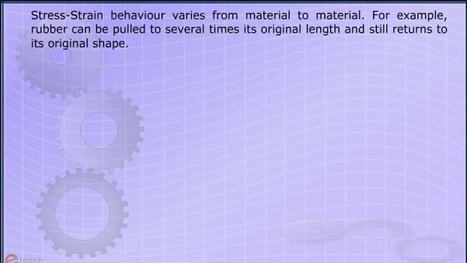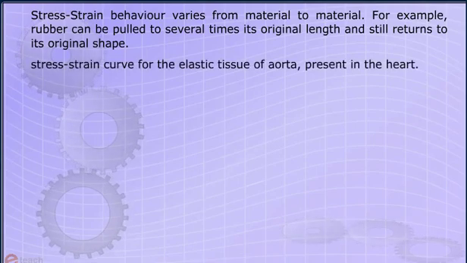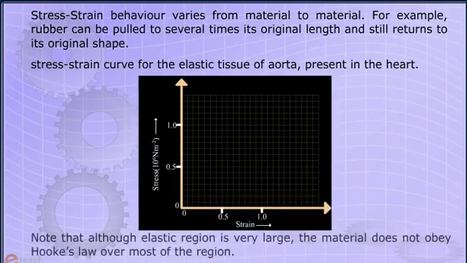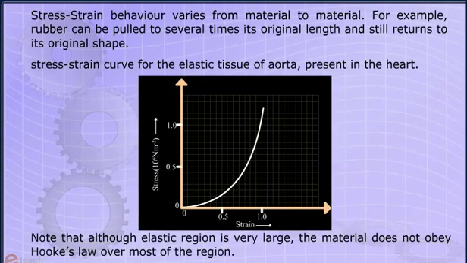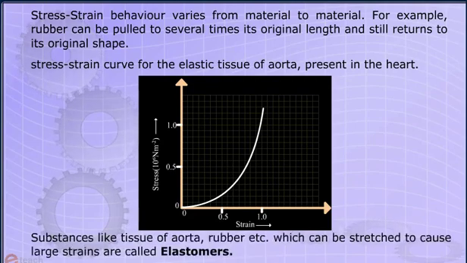Stress-strain behavior varies from material to material. For example, rubber can be pulled to several times its original length and still returns to its original shape. Stress-strain curve for the elastic tissue of aorta present in the heart. Note that although the elastic region is very large, the material does not obey Hooke's law over most of the region. Secondly, there is no well-defined plastic region. Substances like tissue of aorta, rubber, etc., which can be stretched to cause large strains, are called elastomers.